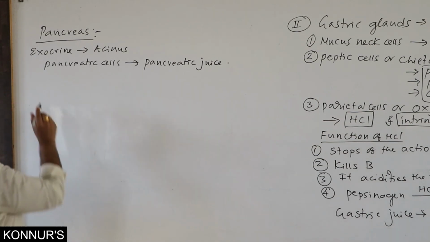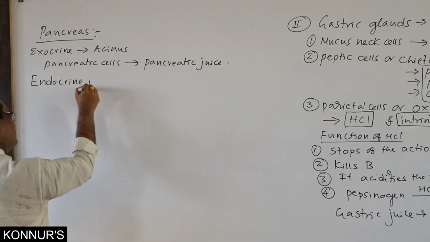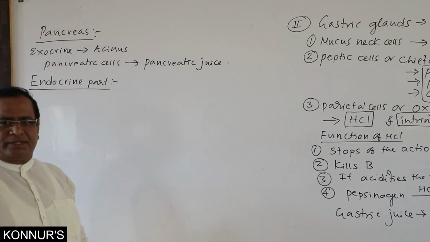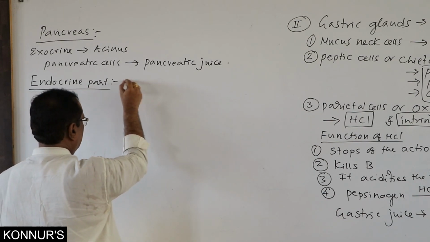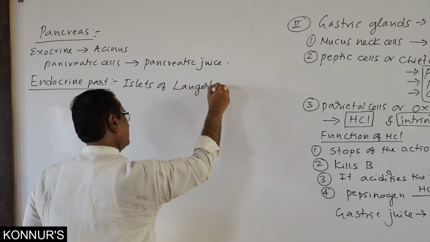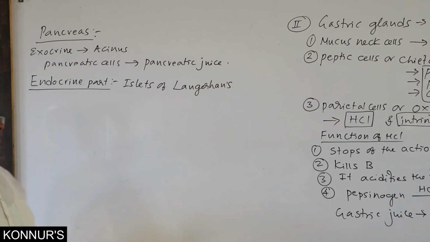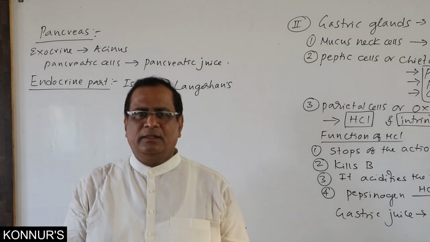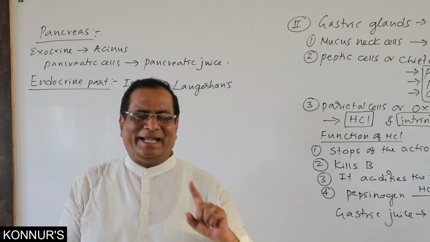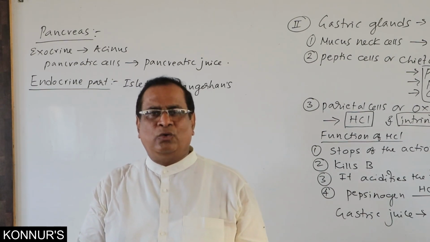In addition to this, even pancreas do have endocrine part. That endocrine part is islets of Langerhans. Islets of Langerhans is an endocrine part because it produces hormones, and hormones are conducted not through the duct of pancreas. And remember, all the hormones, they are conducted through blood stream.